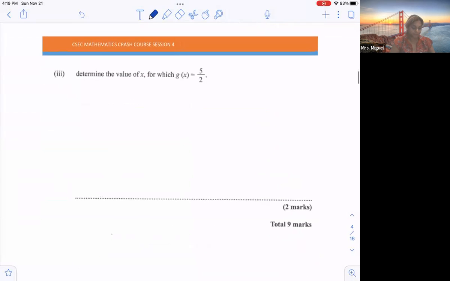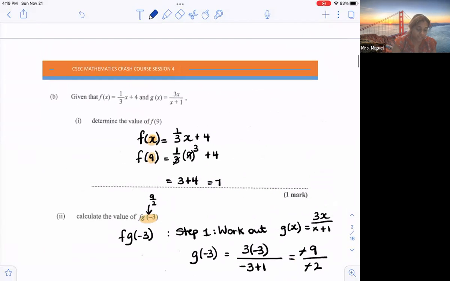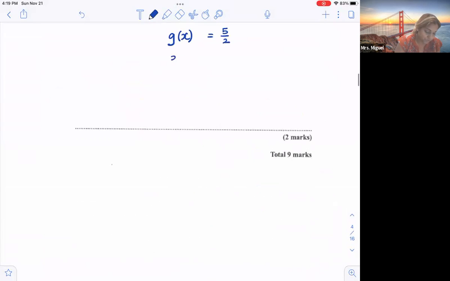All right, let's go. The question says, determine a value for x for which g of x is equal to 5/2. Well, how am I going to solve that? I have g of x, and in my question, g of x is this function here. So I am going to replace g of x with the function. So 3x over x plus 1 is equal to 5/2.